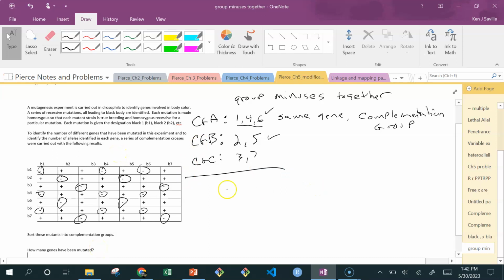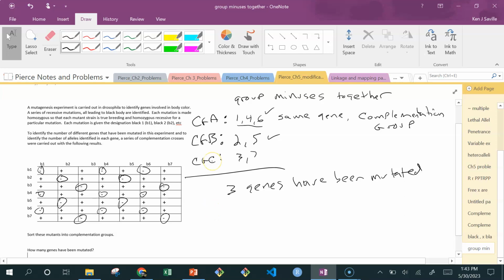How many genes have been mutated? 3 different genes. So a complementation group is the same as a gene. So we have 3 complementation groups, or in other words, we have 3 genes that we've mutated.